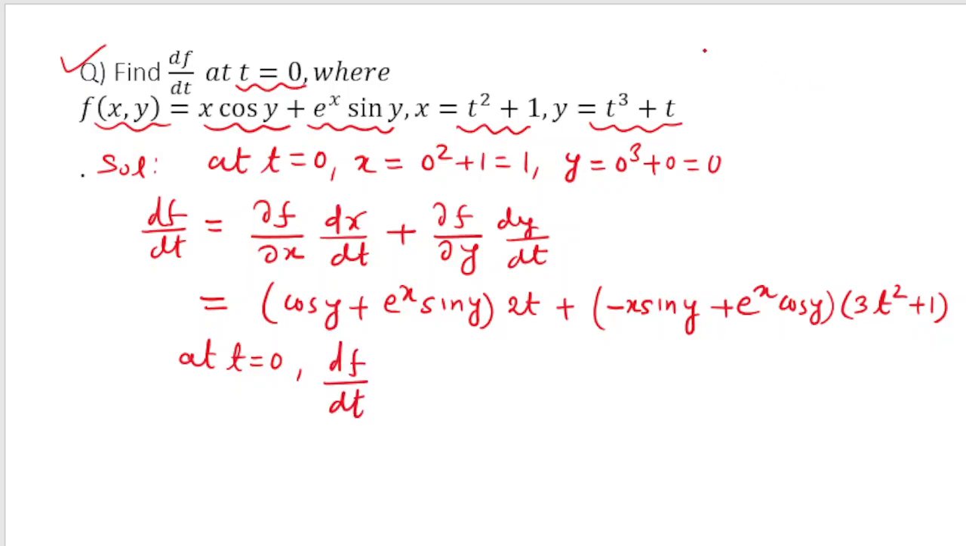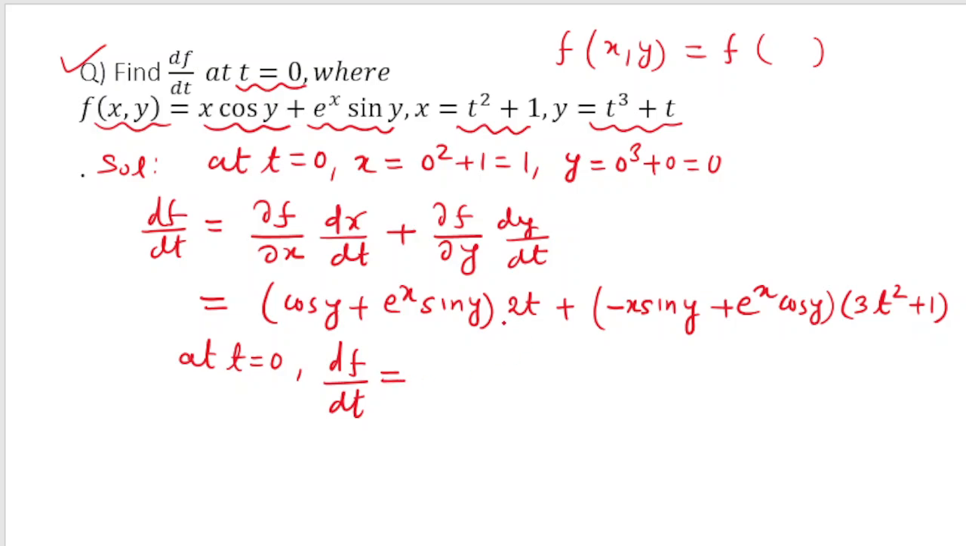Why? Because if you substitute in place of x this value t square plus 1 and in place of y t cube plus t, so ultimately f of x, y will become a function of just t, right? So that is why we have to write df by dt.